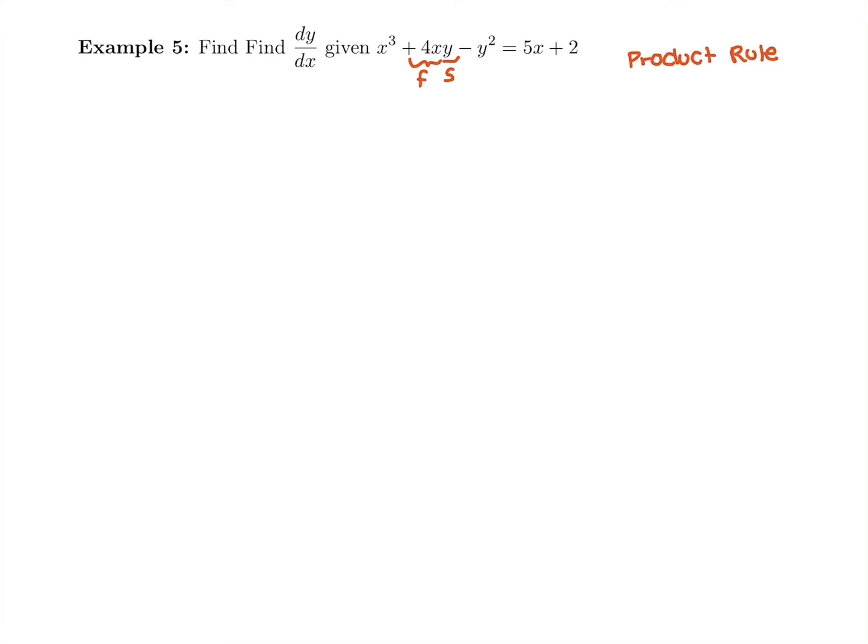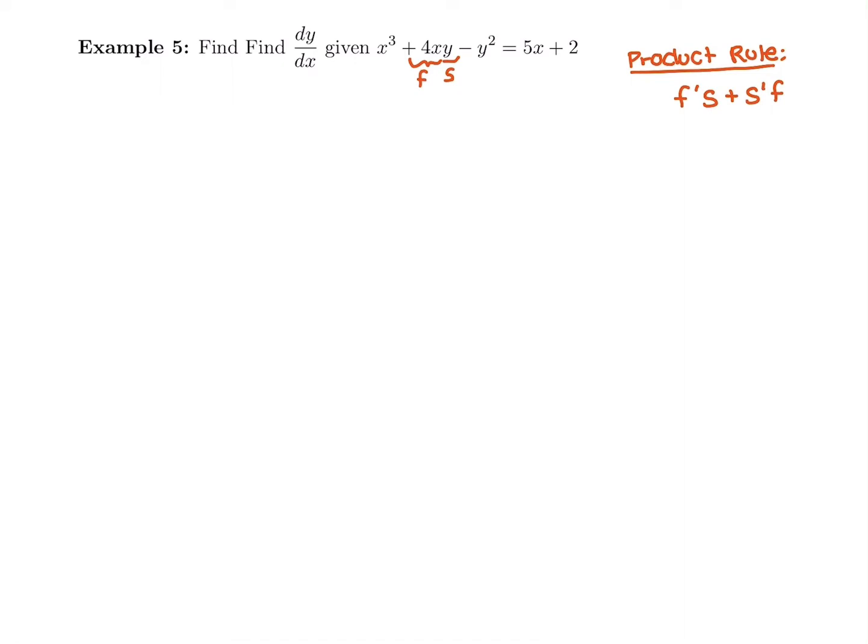Since we have two variables multiplied together, I'm going to do the derivative of the first, original second, plus the derivative of the second times the original first. So I'm going to take the derivative of both sides of this equation and only put a dy dx if I've actually taken the derivative of a y term.